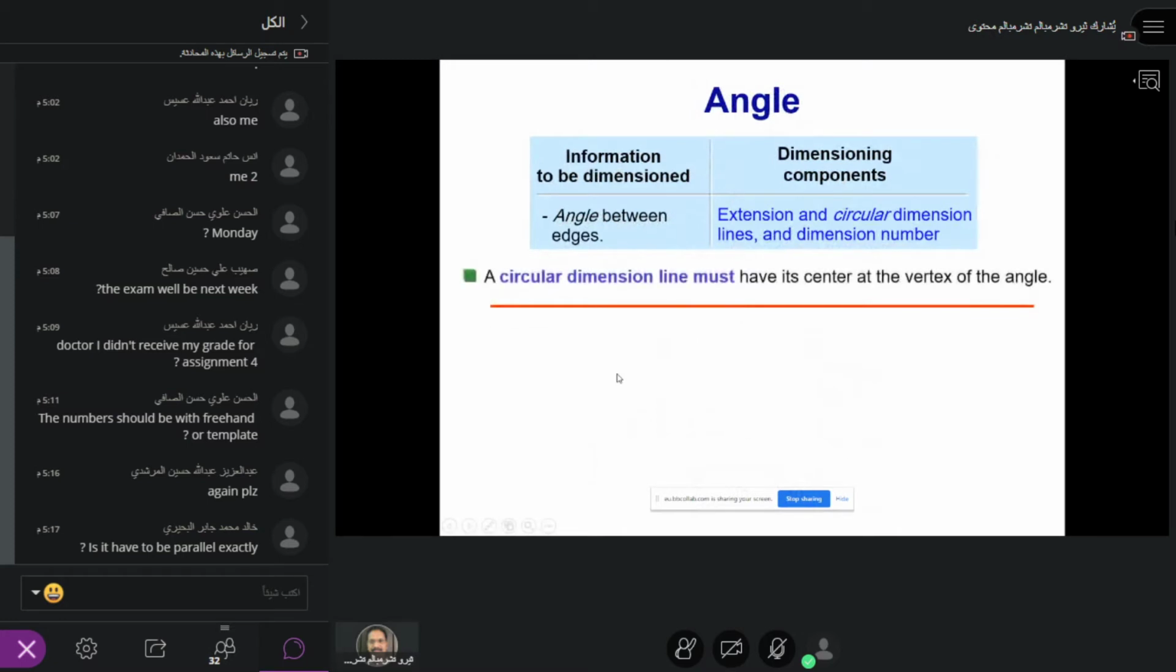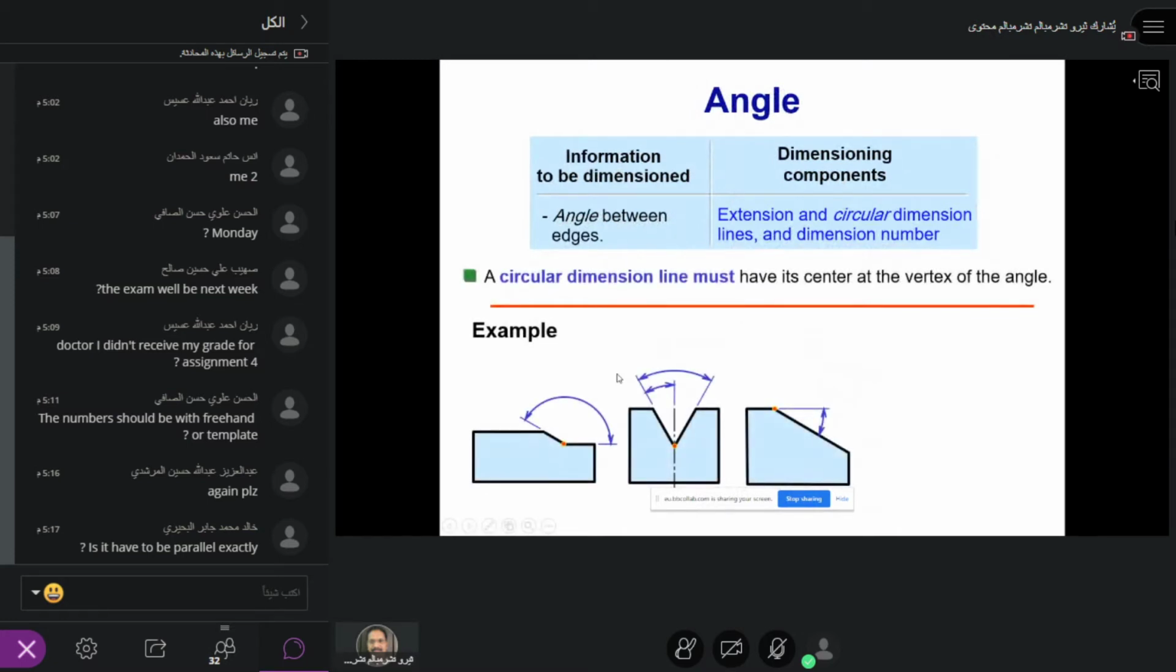Now for angles, a circular angle should be made like this. If it's a small angle, below 90 degrees, or above 90 degrees, you practice it this other way. The circular dimension line must have its center at the vertex of the angle. So the center should be the vertex. This is a good practice for angles.